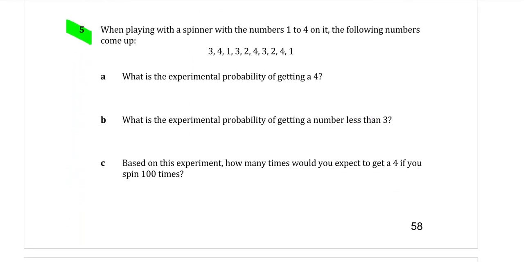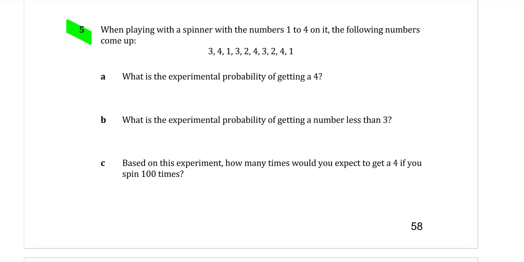Question 5. When playing with a spinner with the numbers 1 to 4 on it, the following numbers come up. So this is an experimental probability because theoretically, if these were all equal size pieces on our spinner, then they should all be equally likely. But experimentally, we have a list of results here of what actually happened when the spinner was spun.